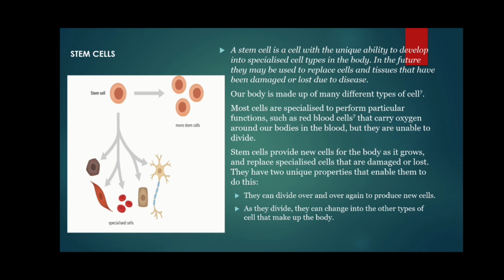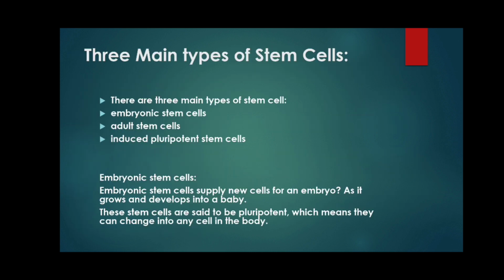So stem cells can provide new cells for the body as it grows, and replace the specialized cells that are damaged or lost. Stem cells have unique properties, such as they can divide over and over again to produce new cells, and as they divide they can change into other types of cells that make up the body. There are three types of stem cells. One is embryonic stem cells, second is adult stem cells, and third is induced pluripotent stem cells.